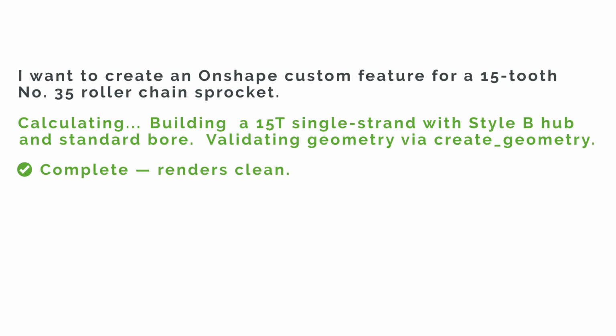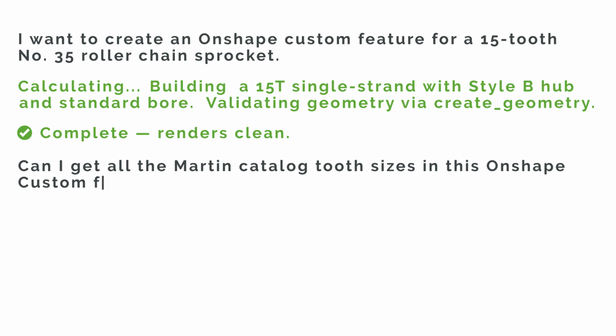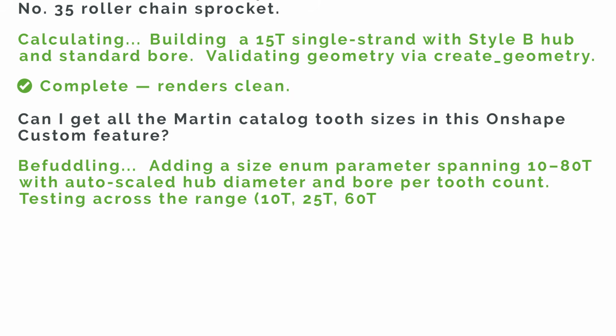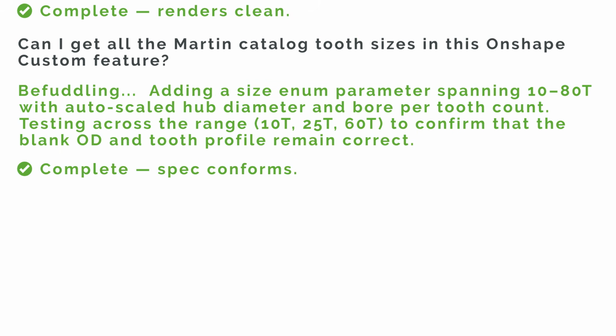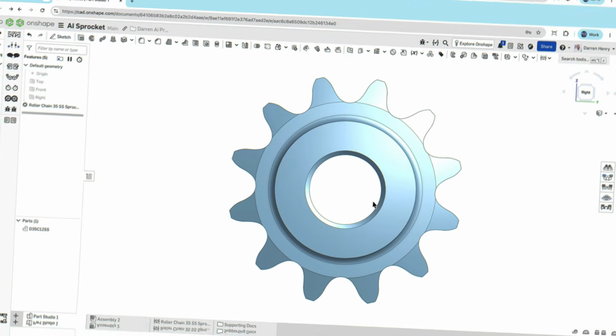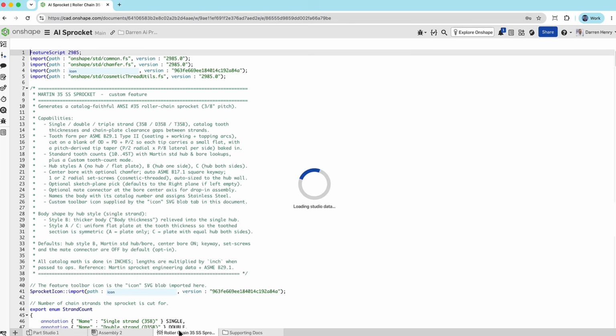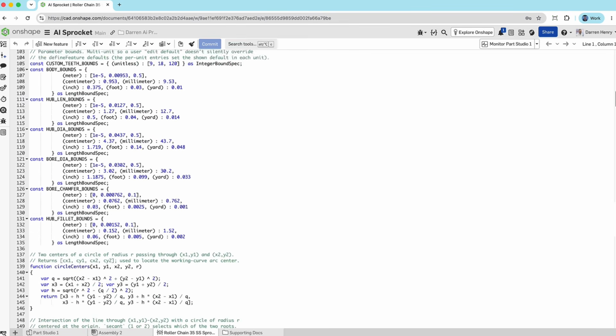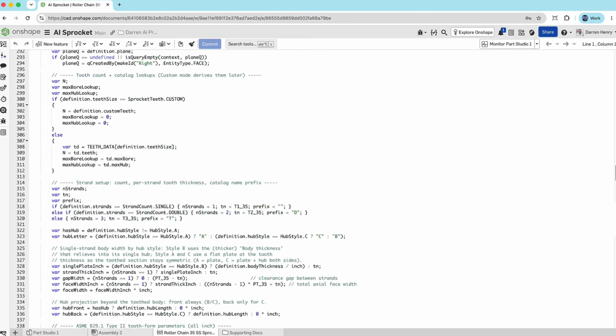It writes the code, debugs it, tests it, and iterates until it has a working solution. If needed, you simply continue prompting until you're satisfied with the result. This is what Claude produced, the actual feature script source code written entirely by AI. It didn't just build a model, it codified engineering knowledge into a reusable design tool.